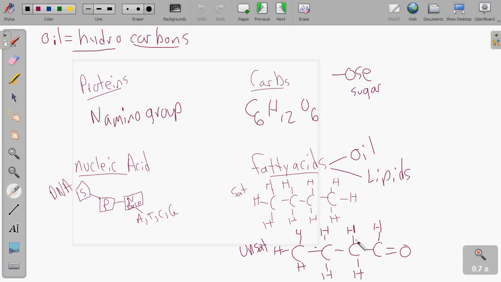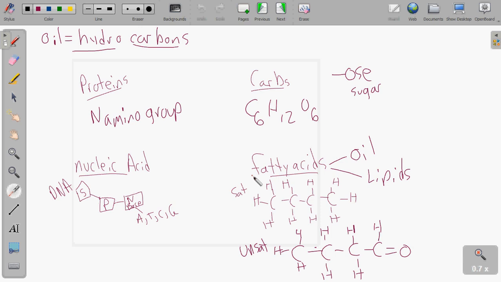Nucleic acids, you have a 5-carbon sugar, a phosphate, and a nitrogenous base. In DNA, your bases are adenine, thymine, cytosine, and guanine. And your sugar is deoxyribose. So that's why it's DNA. It's deoxyribose nucleic acid. Fatty acids, okay, they are basically carbons and hydrogens.